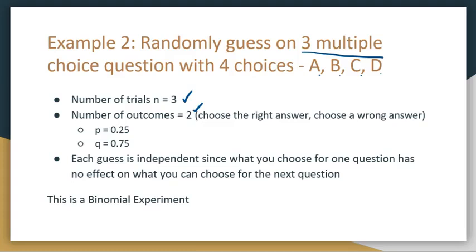Either my answer is right or my answer is wrong. The probability of me guessing the correct answer is 0.25, 1 out of 4. And the probability of me guessing the wrong answer is 0.75, 3 out of 4. And then are each of my guesses independent? Yes, because whether or not I get the first one right has nothing to do with whether or not I get the next one right. So this is a binomial experiment.